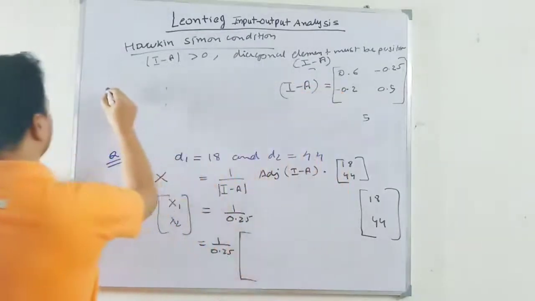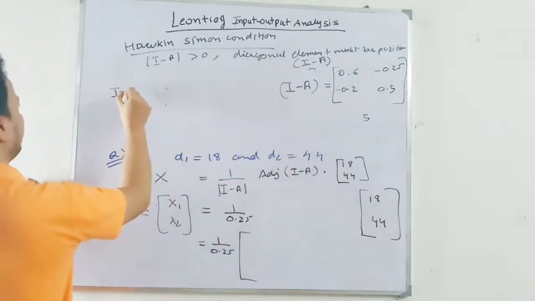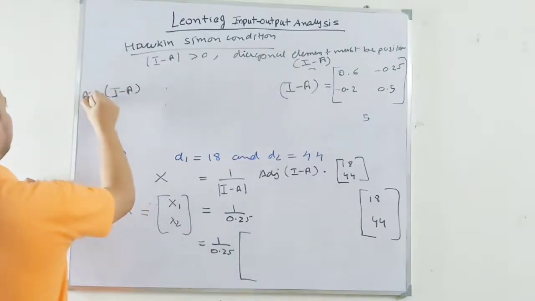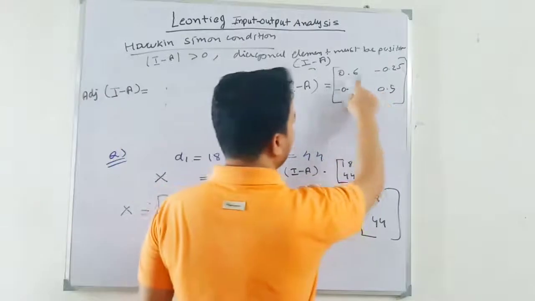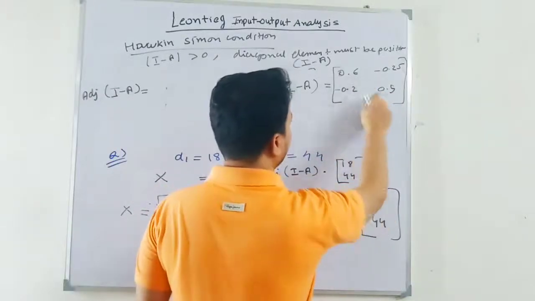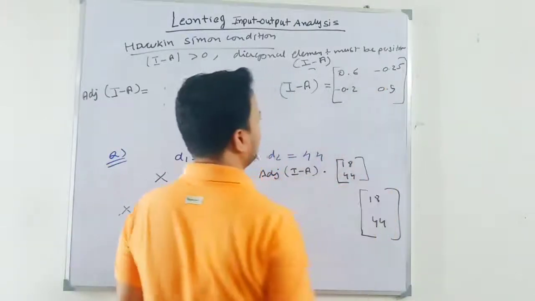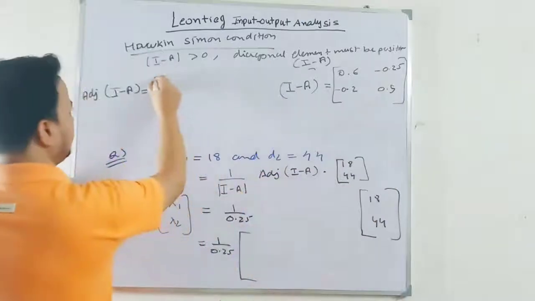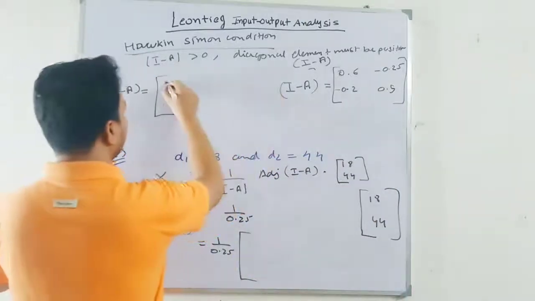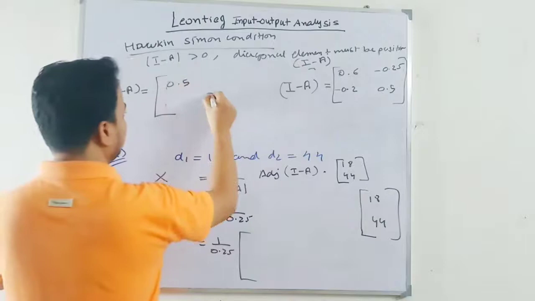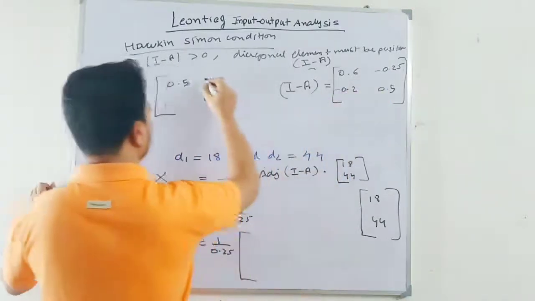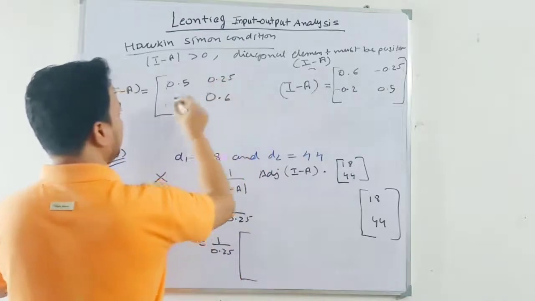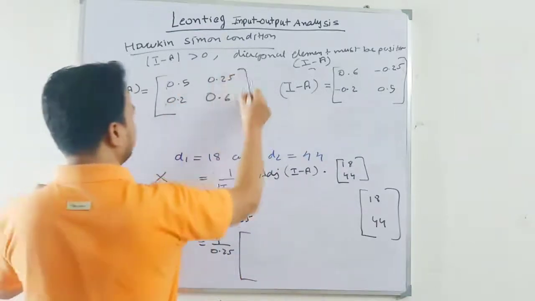The adjoint of a 2 by 2 matrix I minus A is very easy. Change the position of the principal diagonal elements, and change the sign of the other two. Then you will get the adjoint. Change the position: 0.5, 0.6, and the sign will change. So the negative sign is there, so it will become positive. Just put it here.